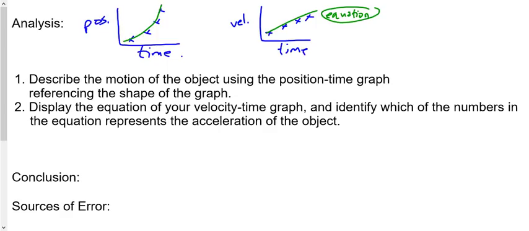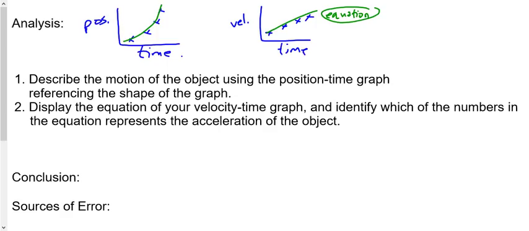Describe the motion of the object using the position time graph, referencing the shape of the graph. What do I mean by that? Well, take a look at the position time graph and say, oh, the object is going at a constant velocity. I know this because the shape of the graph, and so on. Or it's accelerating. I know this because the shape of the graph. Or it's decelerating, slowing down. I know this because of whatever shape of the graph.